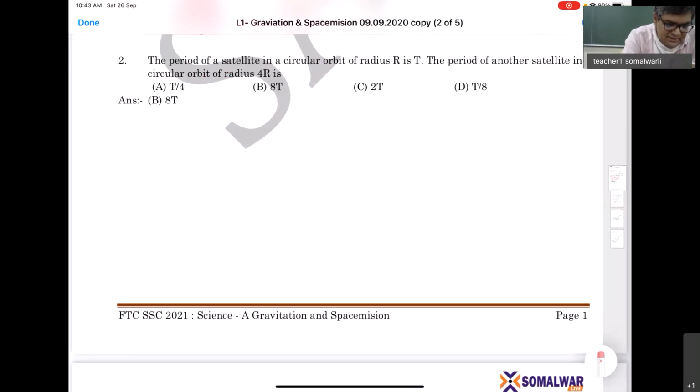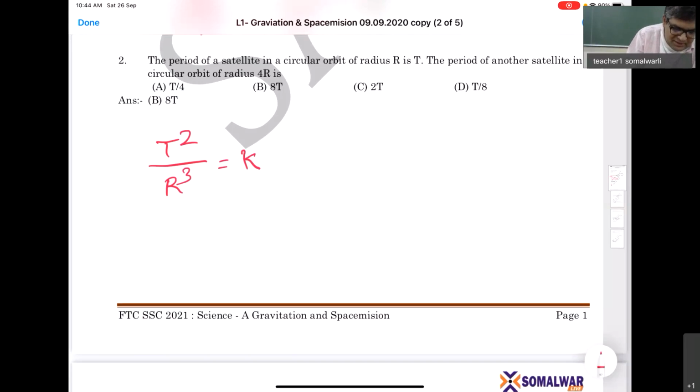Sub question 2 now. The period of a satellite in a circular orbit of radius r is t. The period of another satellite in the circular orbit of radius 4r is? Now this is based on Kepler's third law. What is Kepler's third law? Kepler's third law says that the square of the period of revolution is directly proportional to the cube of the mean distance of the planet from the star. That means t square upon r cube is constant.